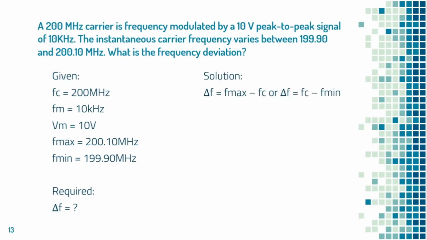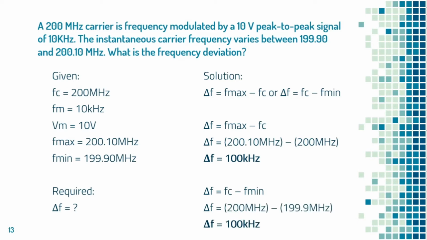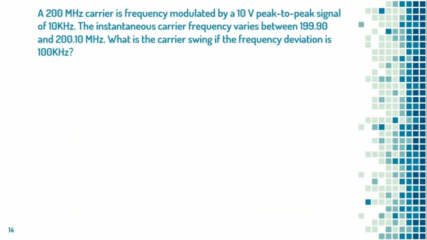So, ang gagamitin lang natin dito is yung Fc, Fmax, and Fmin. And dalawang solution yung pwede natin gamitin, which is yung delta F is equal to Fmax minus Fc, at yung delta F is equal to Fc minus Fmin. Pagka sinubtract natin yung 200 MHz sa 200.1 MHz, that yields us 100 kHz, which is yung frequency deviation. So, pag ginamit naman natin yung isa pang formula by subtracting 199.9 MHz from 200 MHz, same lang, 100 kHz. So, it checks out yung formula natin na delta F is equals to Fmax minus Fc and equals to Fc minus Fmin.